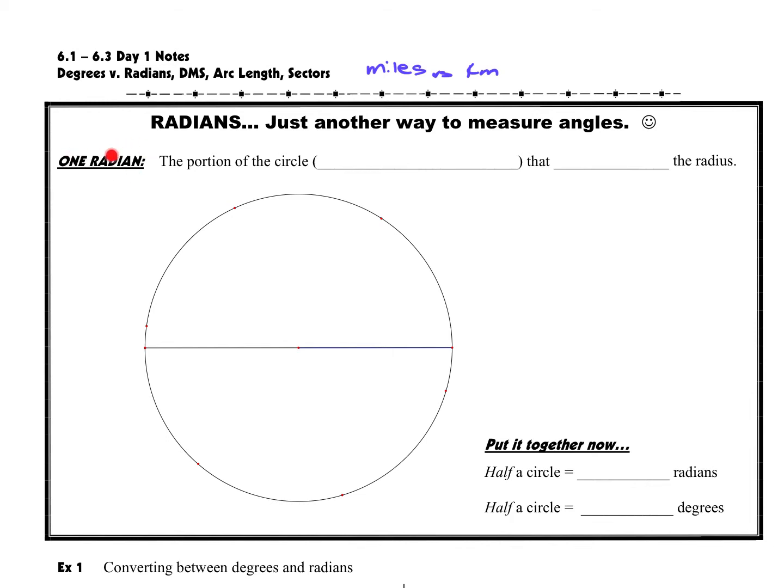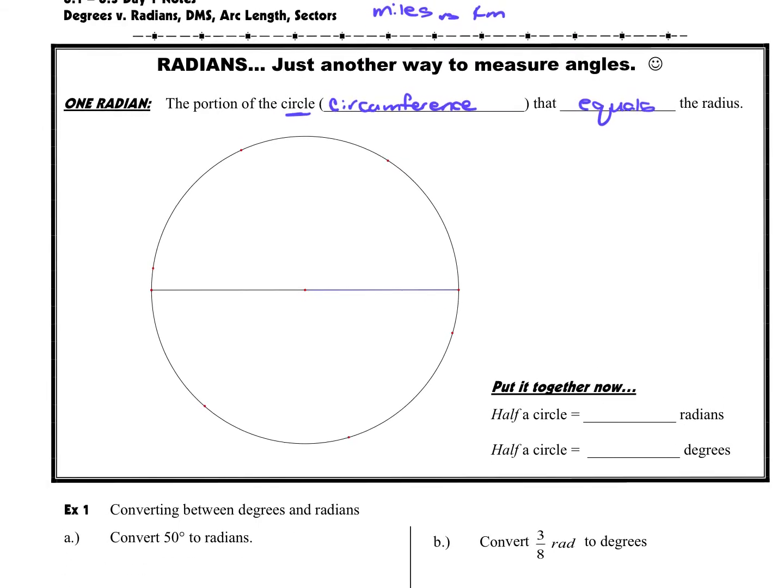Now, the definition of a radian is that it's a portion of a circle, and remember that the circle itself is that actual circumference, okay? It's not the space on the inside. So it's a portion of the circle, or you can think of the circumference, that actually equals the radius. Now, this concept feels a little weird because we think of the radius as being straight, of course, and the circle is nice and curved. So that idea of those two being equal seems a little bit difficult to understand for students.